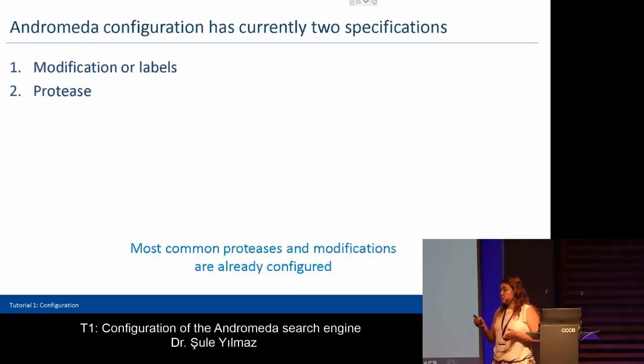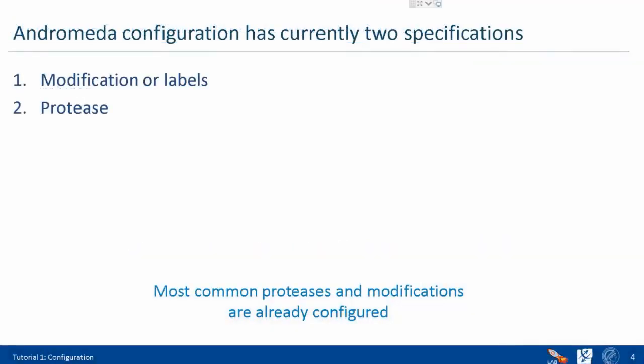We could say that the Andromeda configuration currently has two specifications. The first one is about modifications or labels, and the second one is about proteases. In most cases, for the most common proteases, most of the modifications are already configured. You don't need to worry about it.